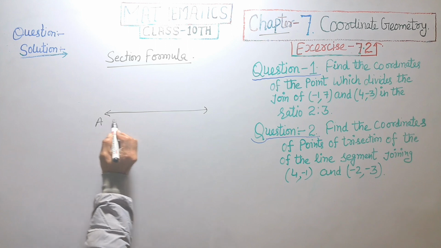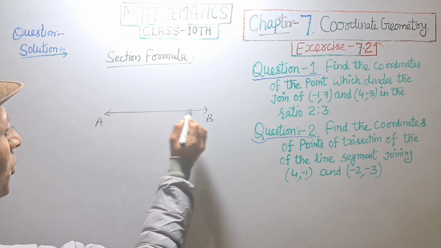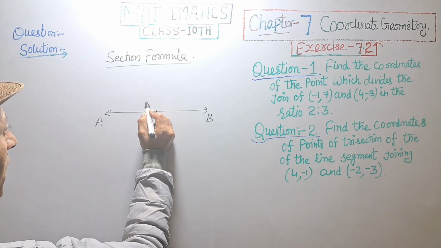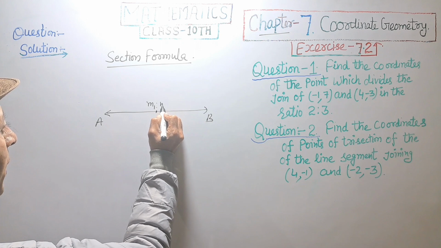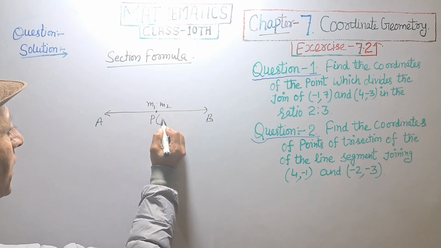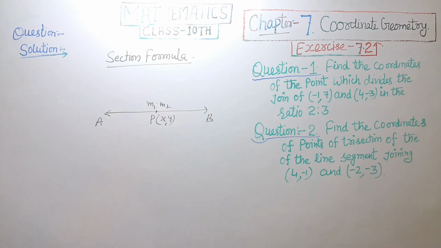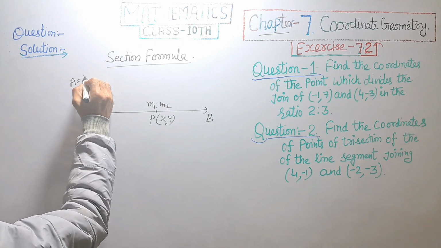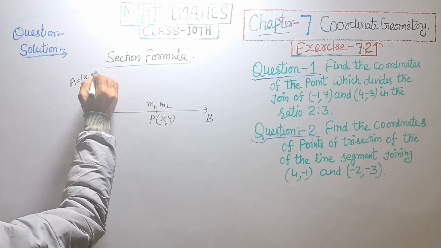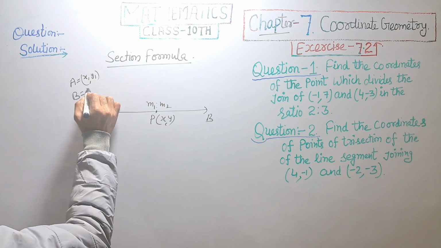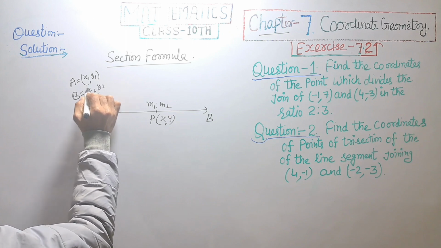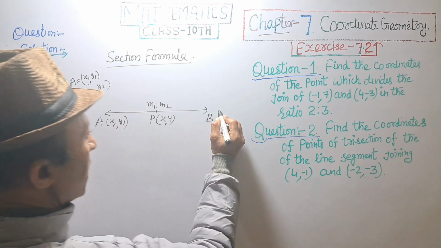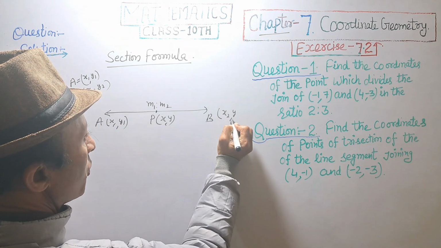Let A, B. Draw a line A to B, and a point P, that is X comma Y, divides it in the ratio M1 to M2. So A is equal to X1, Y1 points and B is equal to X2, Y2 points.